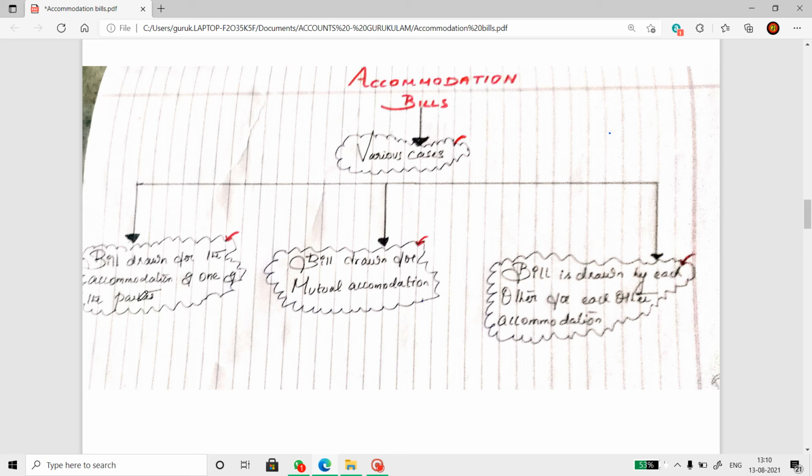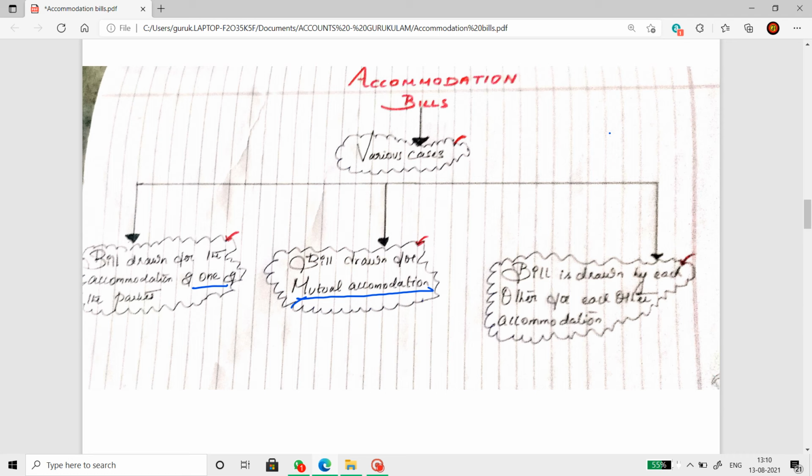When one of the party draws a bill for the accommodation of one of the parties. The second one, the bill is drawn for mutual accommodation. Here, one draws for the other. The next one is for mutual accommodation.